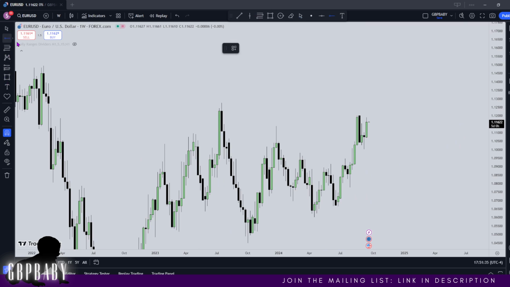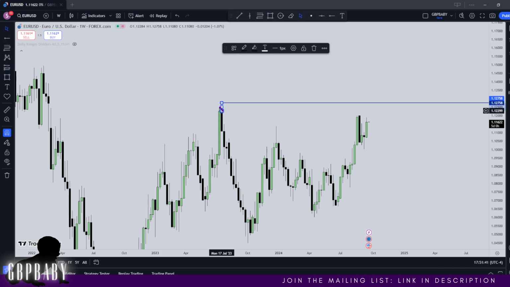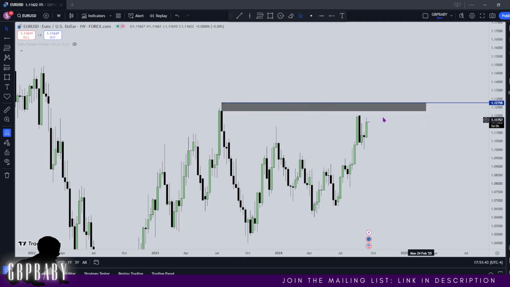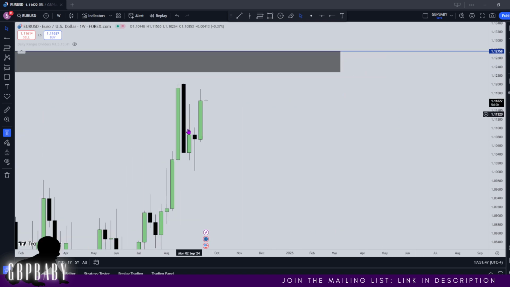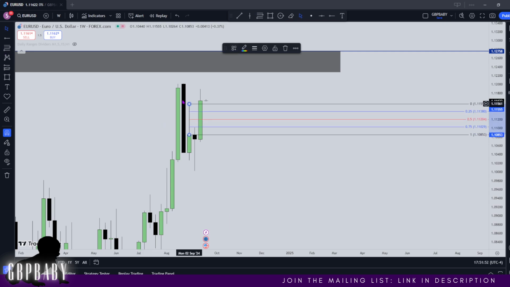Nonetheless, I'm looking for us to start rallying up towards this high up here, and this is a rejection block level in general. So let's just mark out this as an entire rejection block, and I want to see price trade up into that. We're looking for another up close week, and you can see we've closed above this long wick. So you guessed it, I'm looking at the 50% level and 25% level to be providing support.